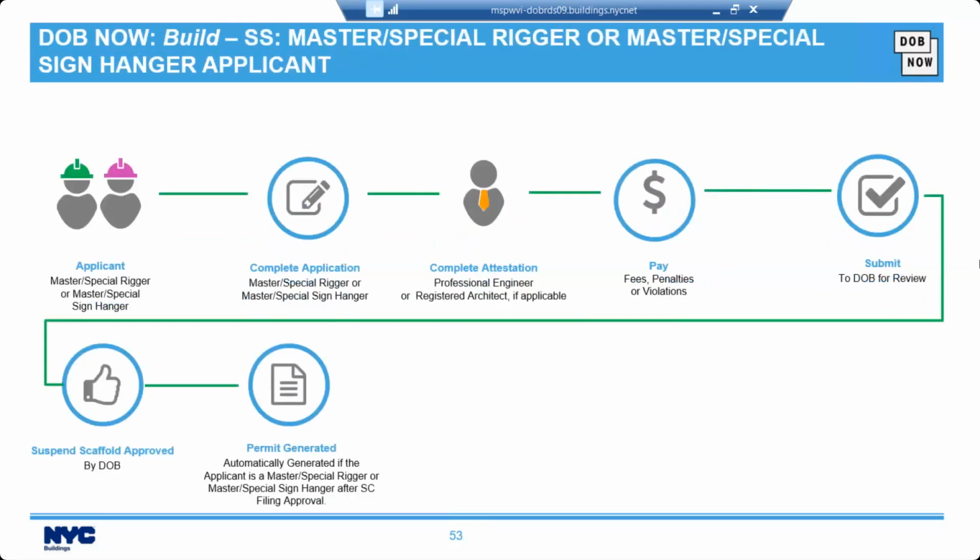Now, this is for the master special rigger or master special sign hanger applicant. We have our applicant, which again is either the master special rigger or master special sign hanger. They will complete the application. Then they will complete the attestation, pay any fees, penalties, or violations, submit to the DOB for review. The suspended scaffold will be approved by the DOB, and then the permit gets generated. Now, this gets automatically generated if the applicant is a master special rigger or a master special sign hanger after the final approval. I'm sorry, filing approval.